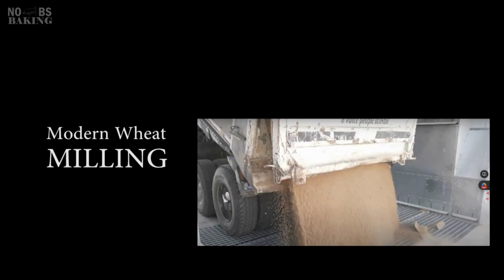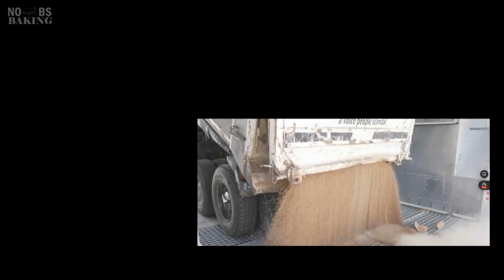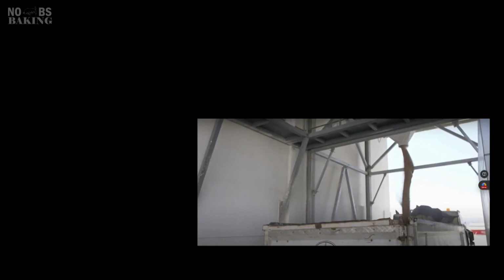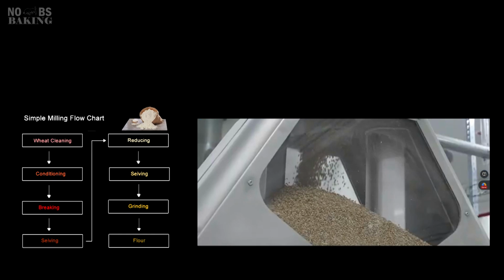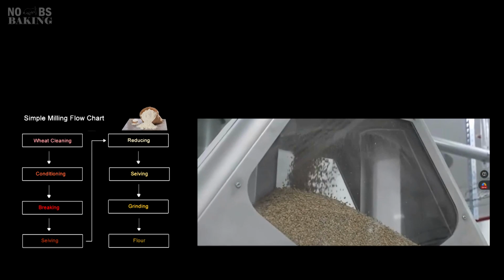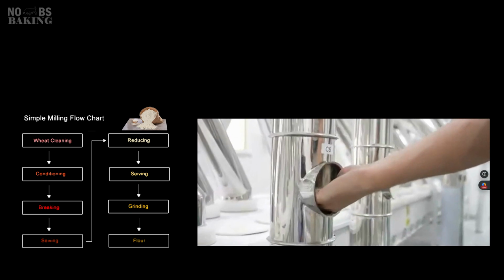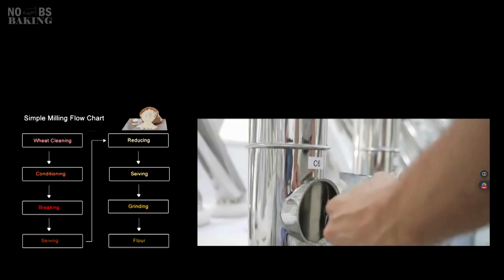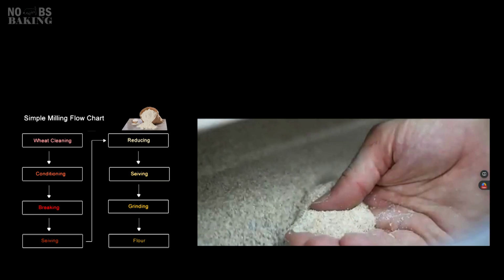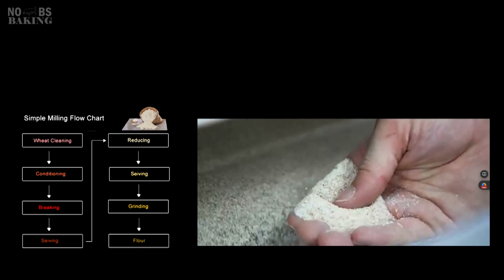Modern milling is a process that involves the use of advanced technology and equipment to convert wheat into flour efficiently and consistently. It incorporates a series of steps that include cleaning, conditioning, grinding, sifting, and purifying wheat to produce flour with specific characteristics suitable for various bakery products.